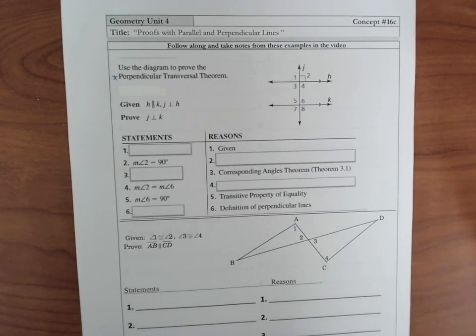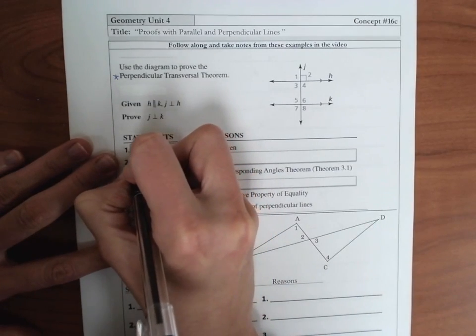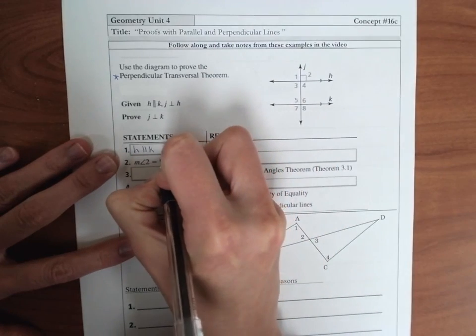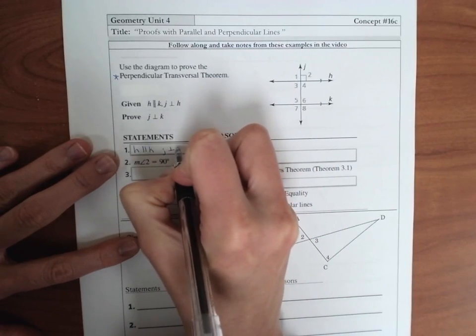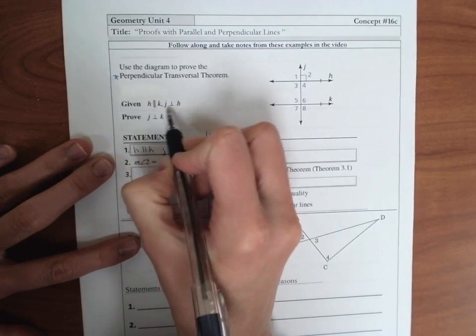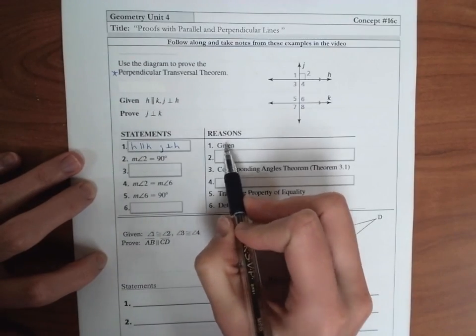If we look at our proof, it has some fill in the blanks we're going to fill in. We always start with our given as our first step, so we're going to list that H is parallel to K and J is perpendicular to H. We should recognize the notation on both of those. This means parallel, this means perpendicular, and that was our given.